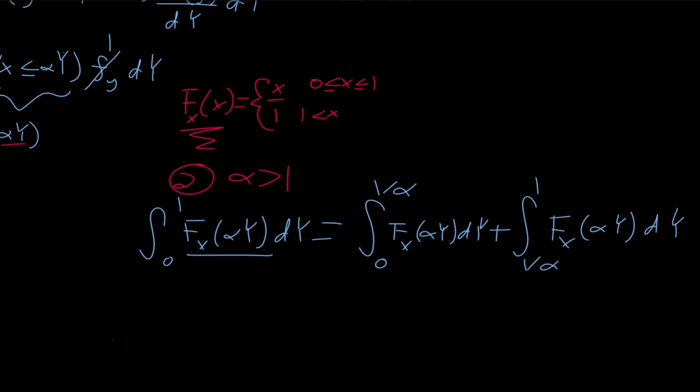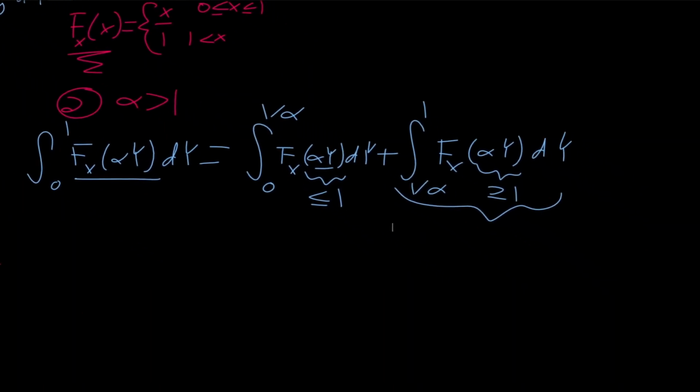In this first region right here, where y goes from 0 to 1 on alpha, the argument right here is always going to be less than 1. And the reason for that is because, let y be 1 over 2 alpha. Well, alpha times 1 over 2 alpha is just going to be 1/2. So in general, this argument right here is always going to be less than or equal to, in the case of 1 over alpha, 1. But for this other region right here, since y goes from 1 over alpha all the way to 1, what we're going to have is that the argument is greater than or equal to 1.